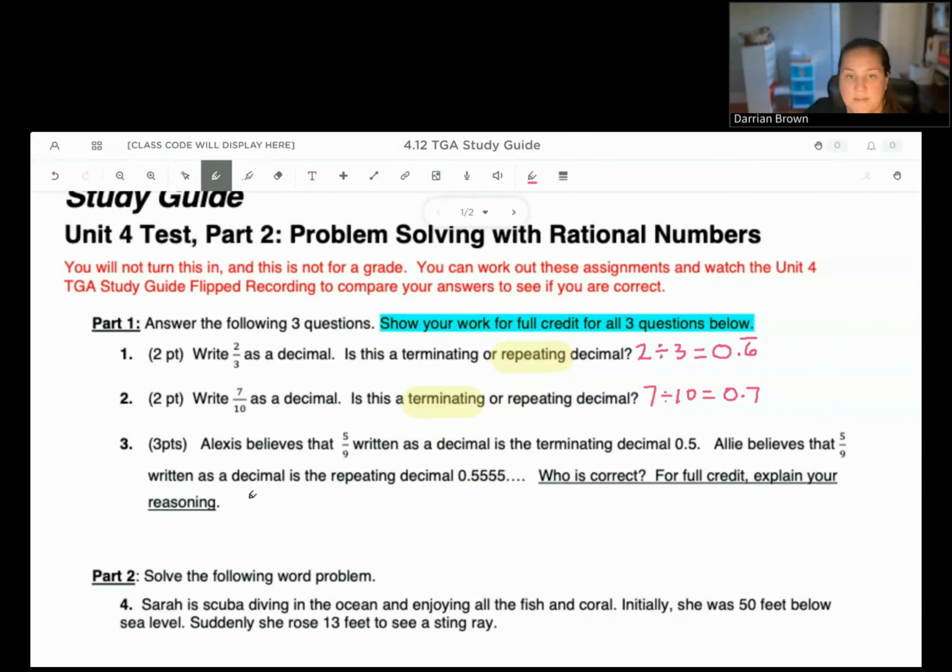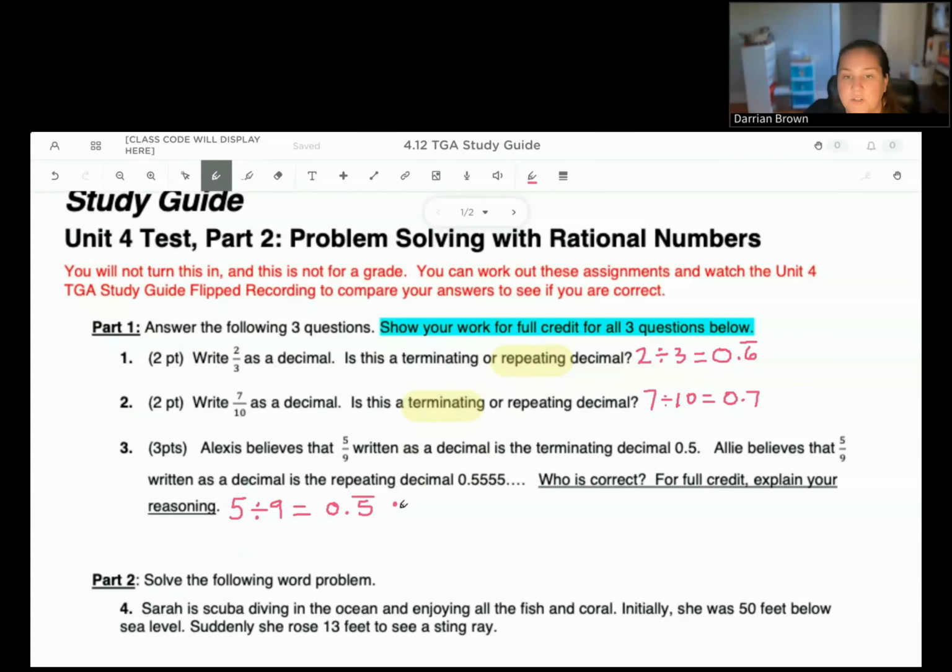So to figure this out, we need to go from a fraction to a decimal. So we divide the top by the bottom. 5 divided by 9. And that's going to give you 0.555555 repeating. So I'm going to put 0.5 with a line over the top. And then the second part to this question is who is correct. So we need to see who said that it was 0.5 repeating. And that was Allie. It says Allie believes that 5/9 written as a decimal is the repeating decimal. So I'm going to put Allie right here. Okay, that's all you need to do for number 3.